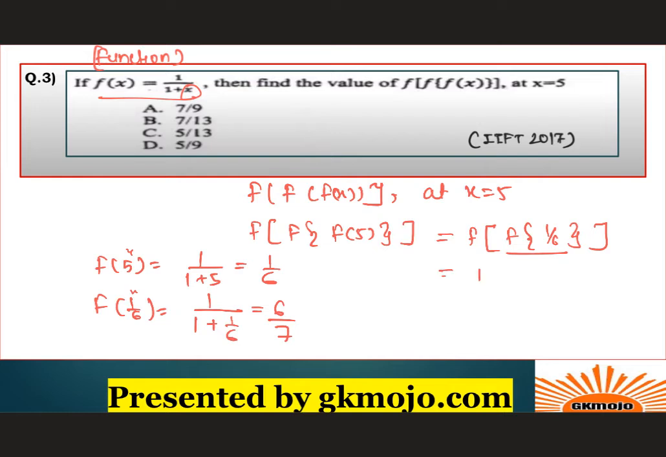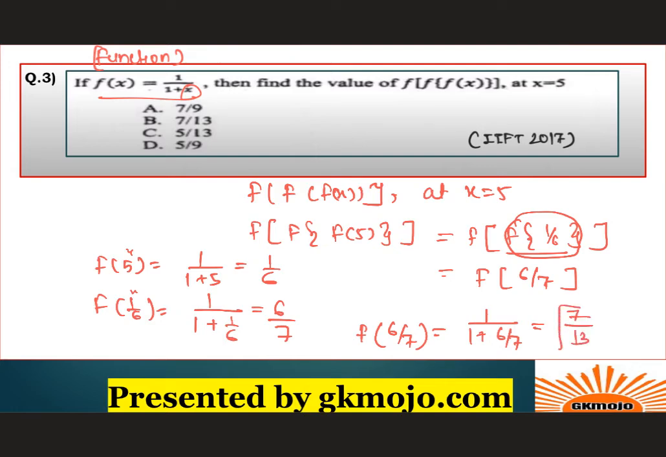So this would look like this. Now we've got the value of f of 1 by 6. So now we just need to find the value of f of 6 by 7. So hence f of 6 by 7, how will you do this? 1 upon 1 plus 6 by 7. And when you solve this, you'll get 7 by 13, and that is your final answer, which is option number B. So how easy was the question?